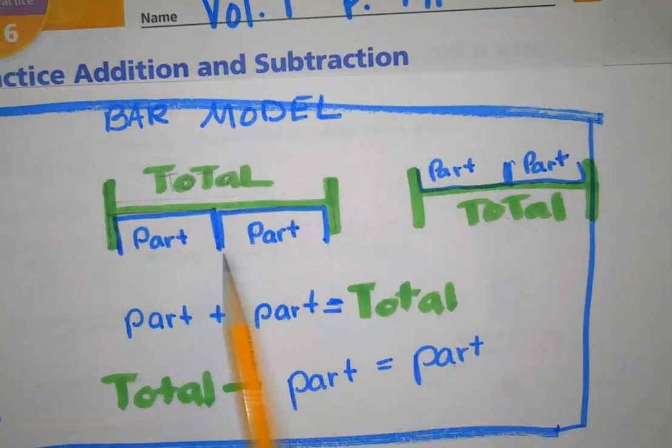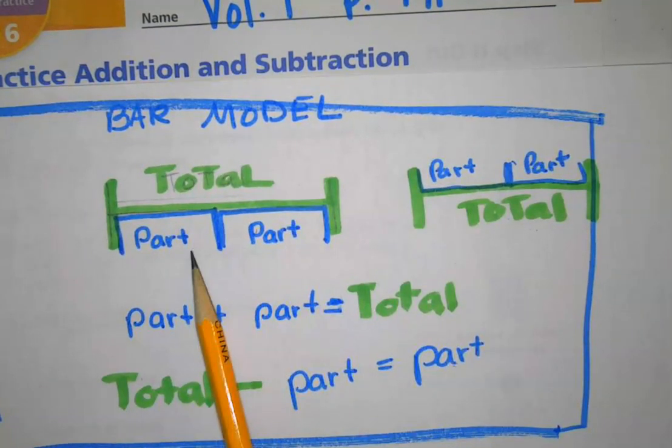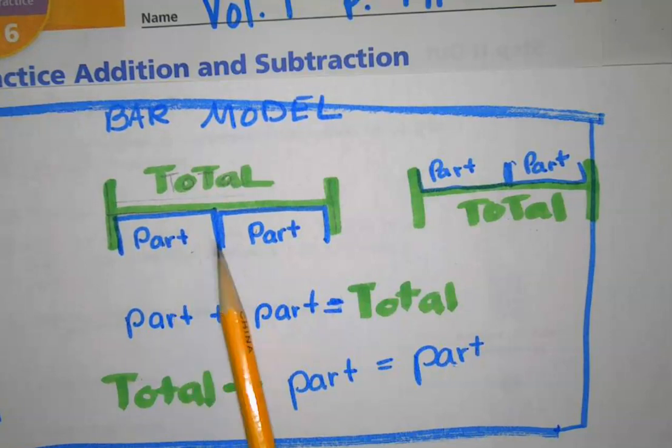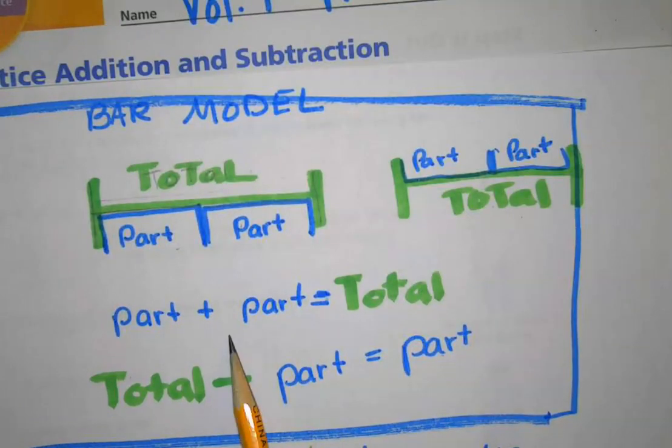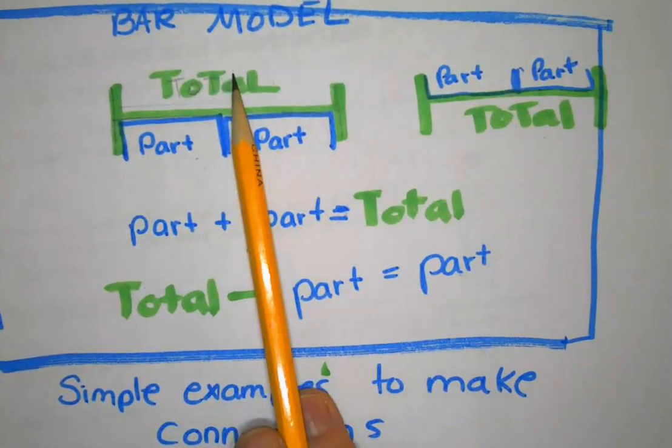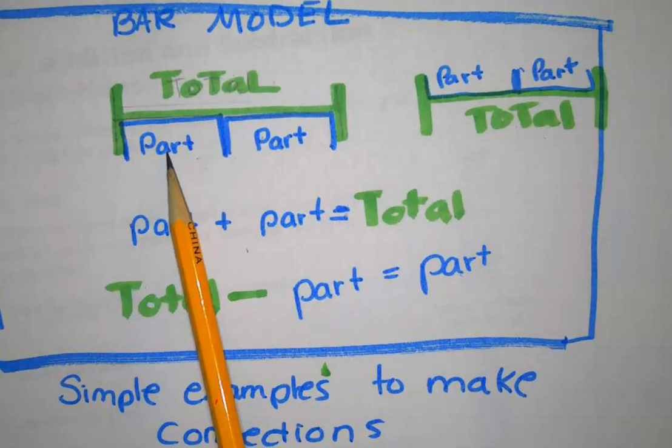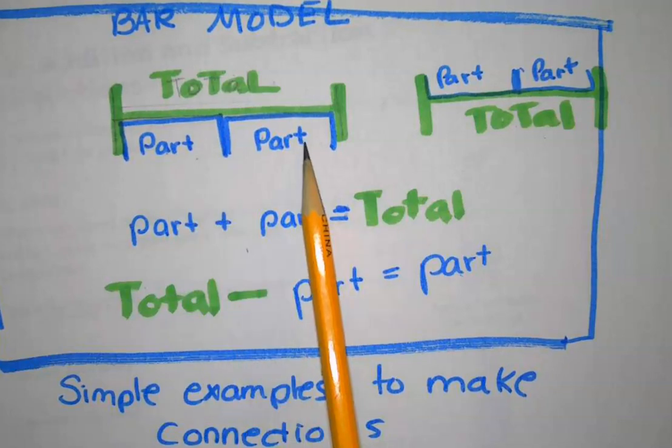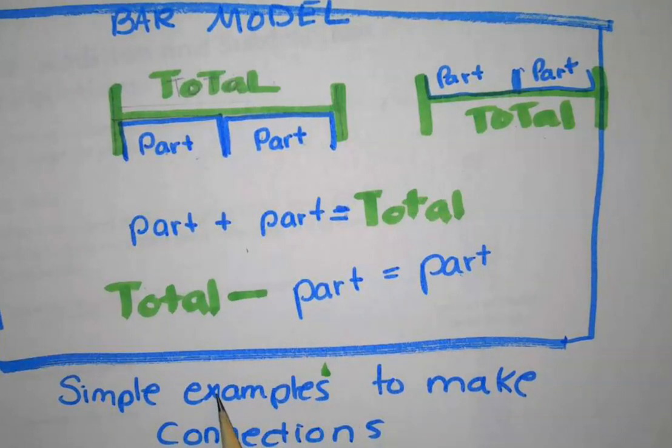We can write two equations for this model. Right here I can show that a part plus a part equals a total, so that's an addition equation. Or I can say the total subtract one of the parts will equal the other part. And that would be an example of a subtraction equation.